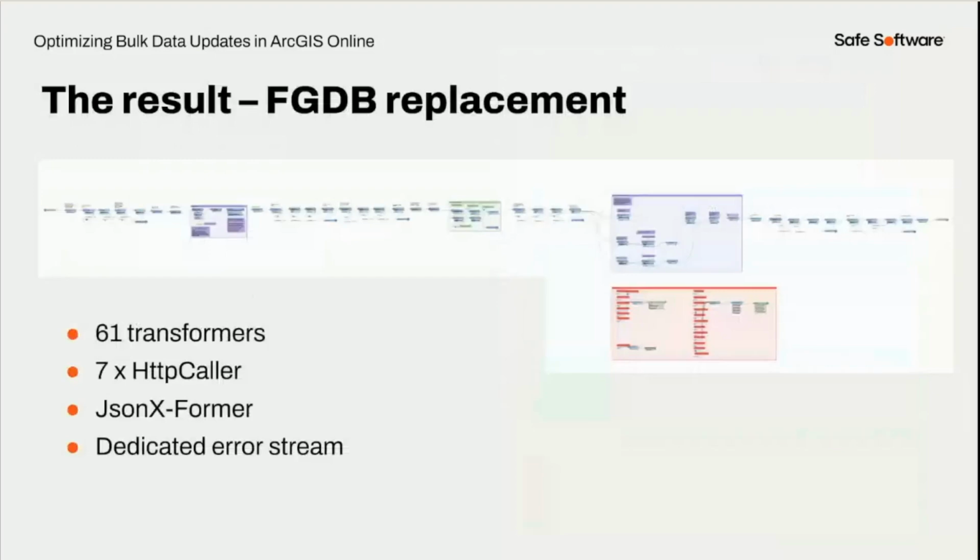Now, once we had it all working, we could split the overall job into 2 distinct steps. Number 1 is replacing the file geodatabase and updating the associated hosted feature service. You can see an overview of what this looks like here.